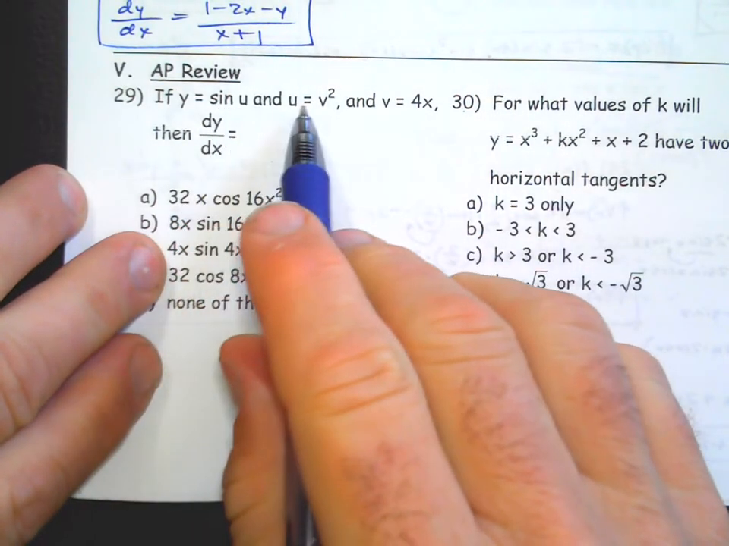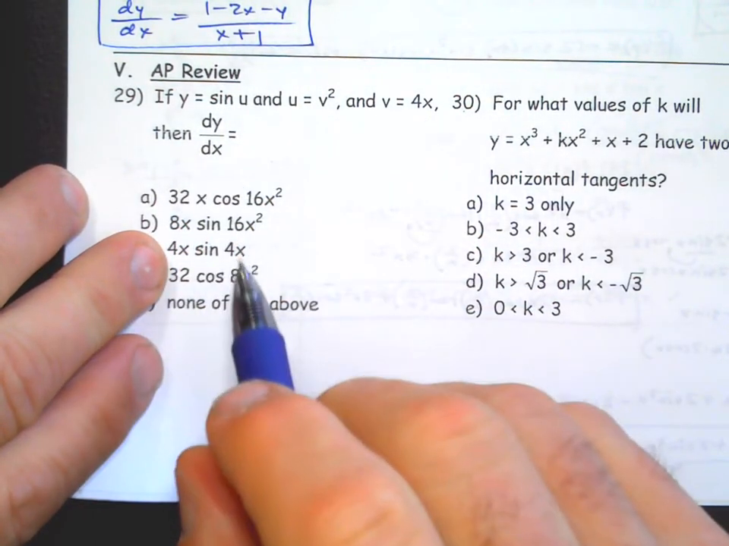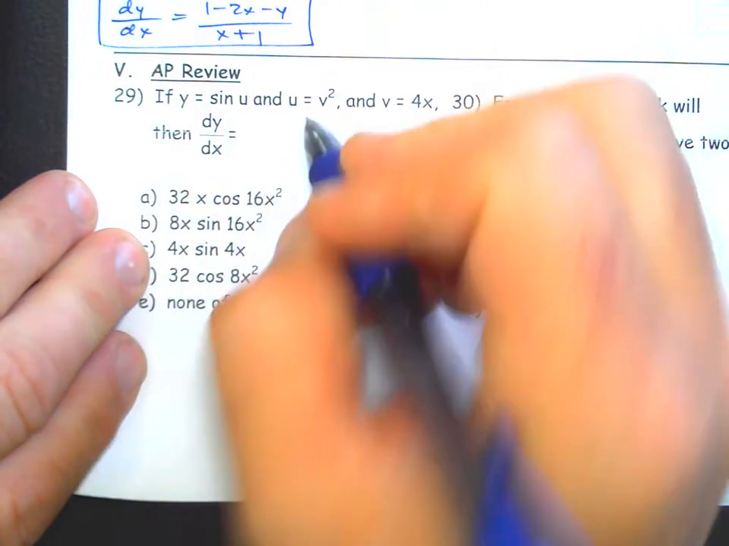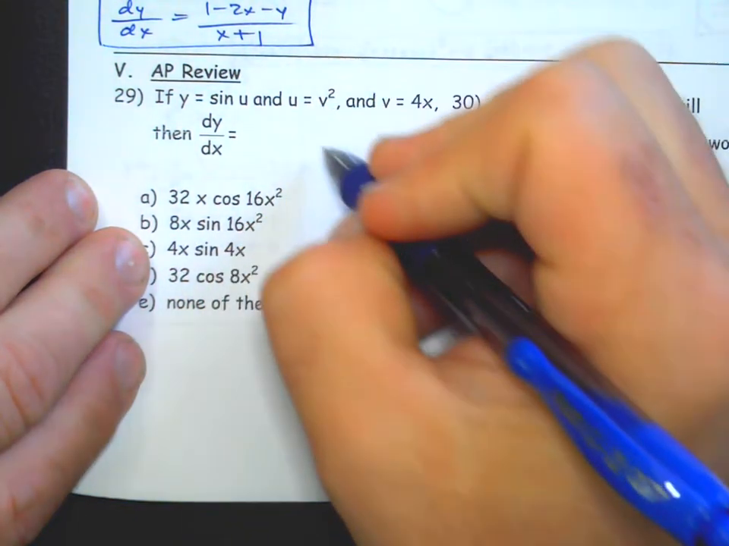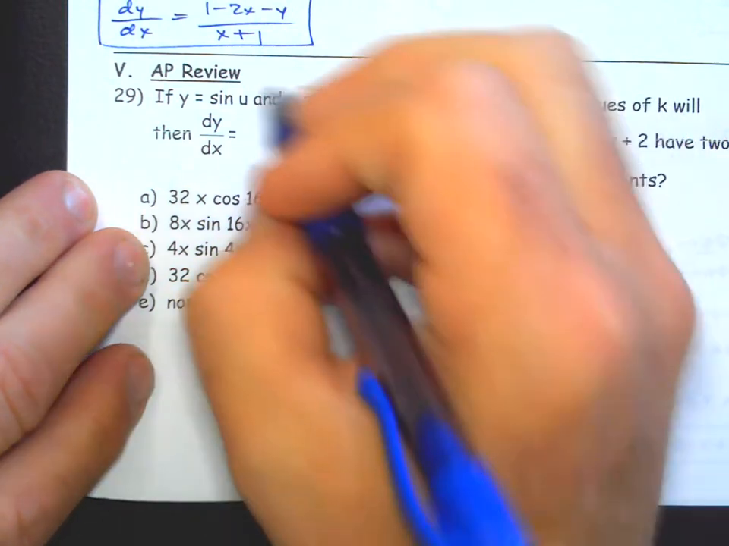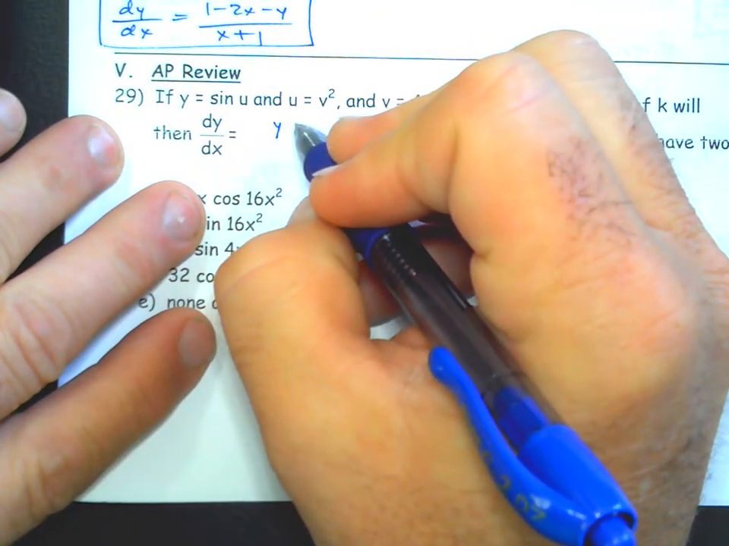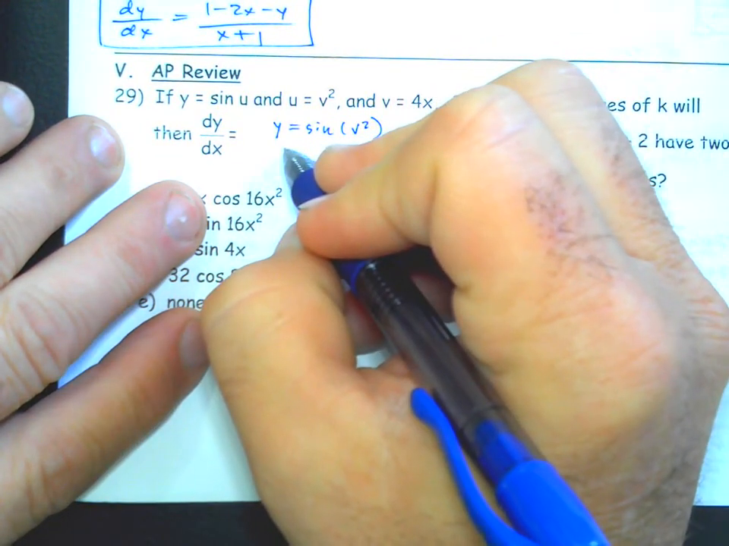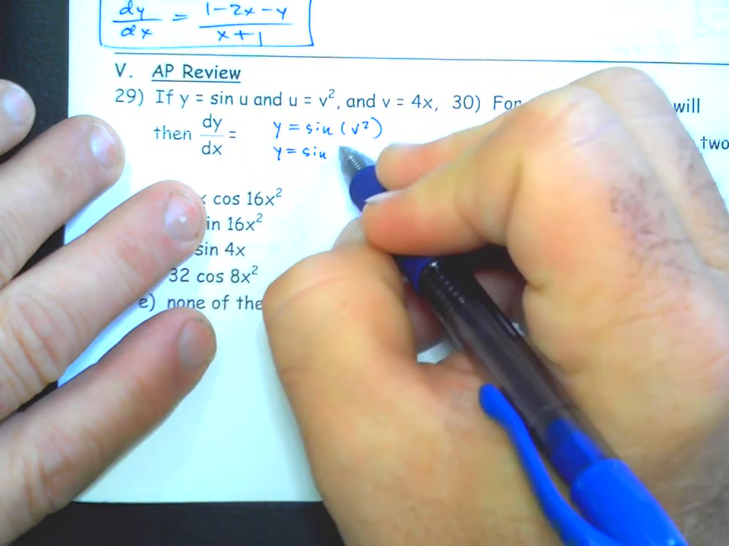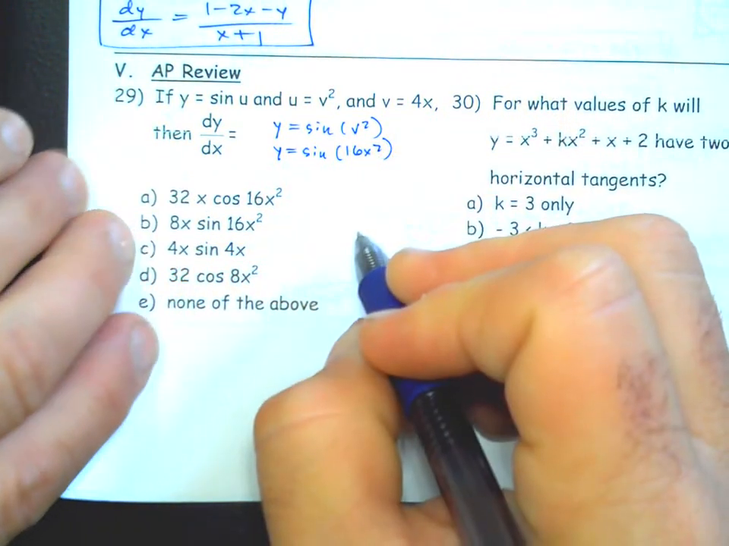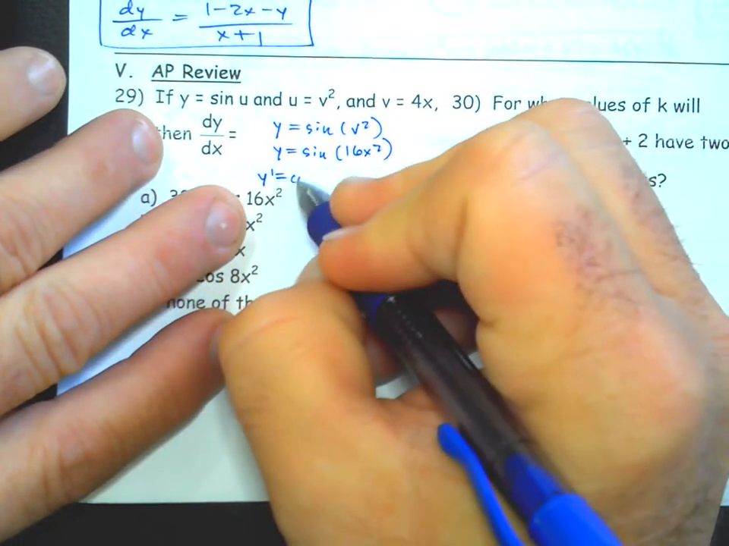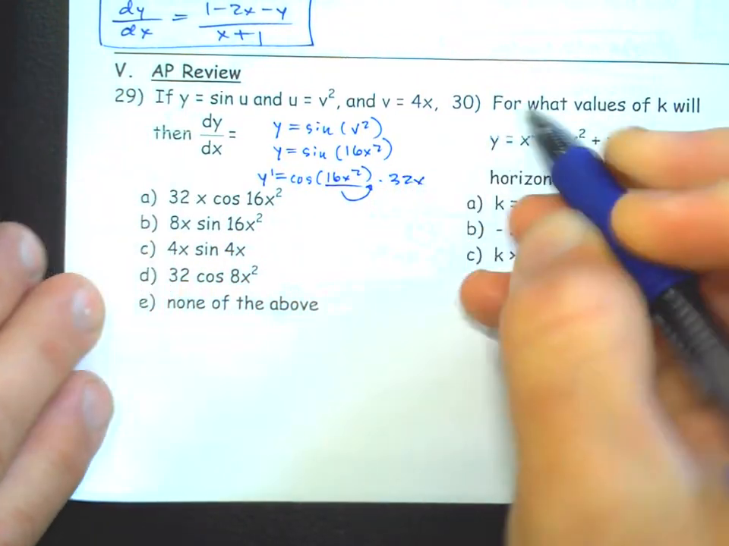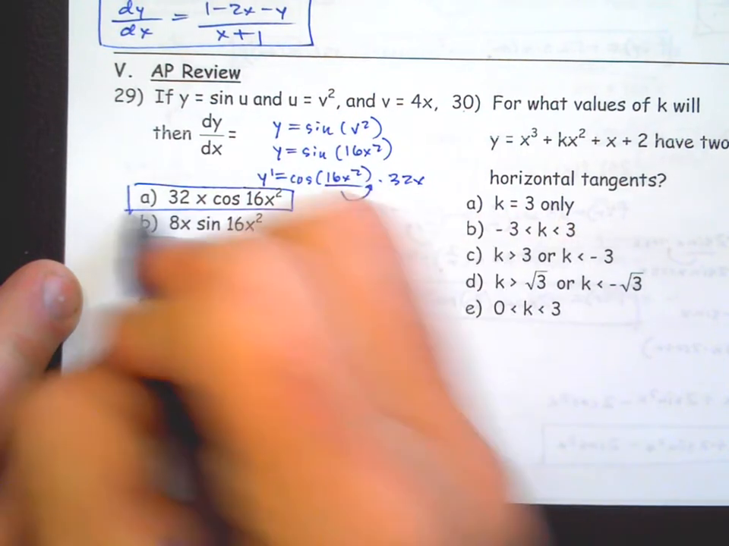If y equals sine u and u equals v squared and v equals 4x, then dy/dx equals what? Okay, well, let's just plug it in. y equals sine of v squared, right? And if you plug 4x into that, that's 16x squared. So y prime equals cosine of 16x squared, chain rule, times 32x. Answer A.